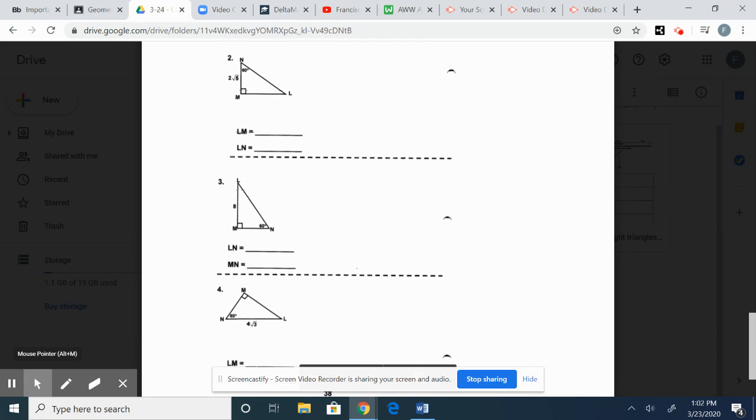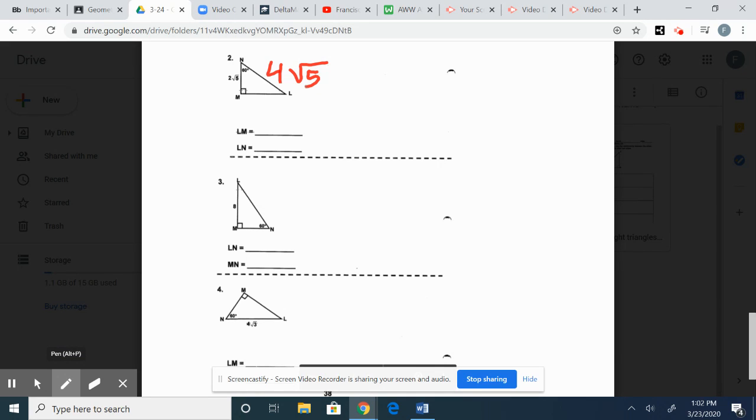Now, if we look at the second example, they give us our 30 side, which is 2 square root of 5. So to find our hypotenuse, all we need to do is double our 2. So double our 2 would be 4 square root of 5.